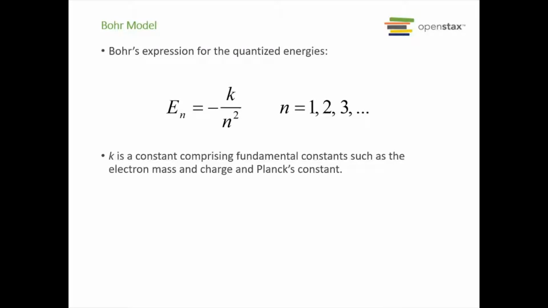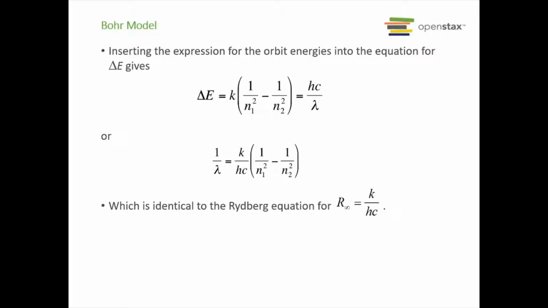So he came up with this expression for quantized energies. The energy is equal to negative k over n squared, where k is a constant, which is comprised of things like the electron mass and charge and Planck's constant. If we take this and put it in our equation for delta E from section 1, we had delta E equals k times 1 over n1 squared minus 1 over n2 squared. Now we're going to set it equal to hc over lambda.